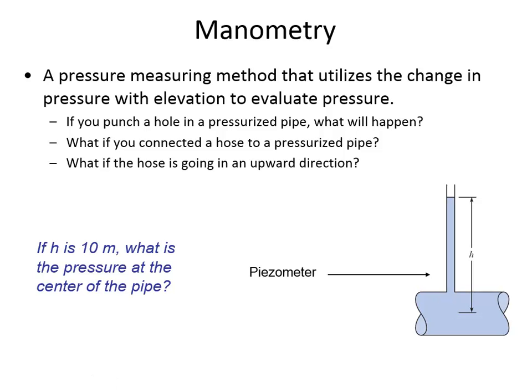So if H is 10 meters, what would that tell you about the pressure at the center of the pipe? Well, you could just use the hydrostatic equation to find the pressure at the pipe, where delta P is delta H times the unit weight of the liquid. And if this is a water pipe, then the pressure in the pipe would be 10 meters times 9810, so it would be 98,100 pascals in the pipe if the water level rises 10 meters.